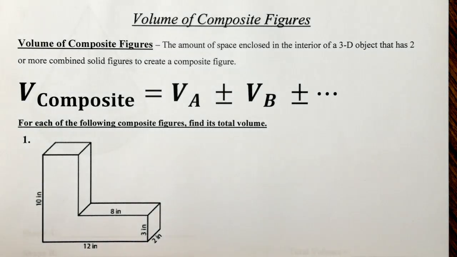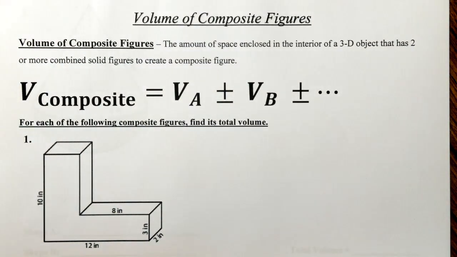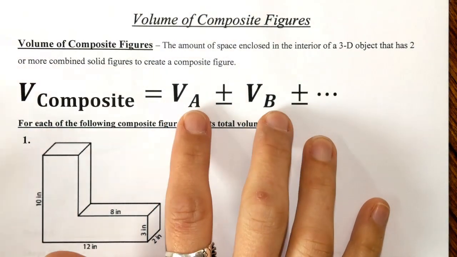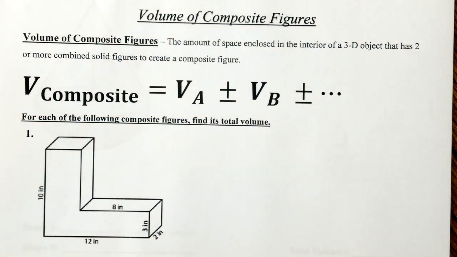All right, we're going to talk about volume of composite figures. Remember that composite figures are figures that are combined of more than one figure. So here we're looking at three-dimensional figures. We're going to go ahead with the formula. It's basically you're adding or subtracting the different formulas of, we'll call them shape A and shape B. So you're going to be adding or subtracting depending on the situation.